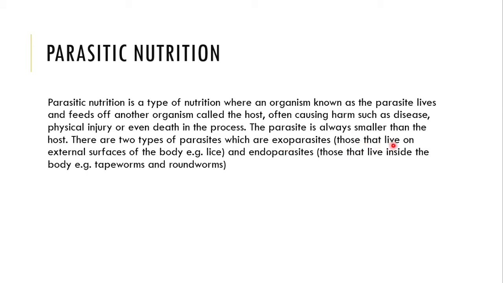Now, there are two types of parasites: exoparasites, meaning those that live on the external surface of the body, e.g., lice, and endoparasites, those that live inside the body, e.g., tapeworms and roundworms. Those are examples of parasites. Exoparasites live on the external surface of the body, while endoparasites live inside the body. So that's all we need to know about parasitic nutrition. The body of a parasite is always smaller than the host.